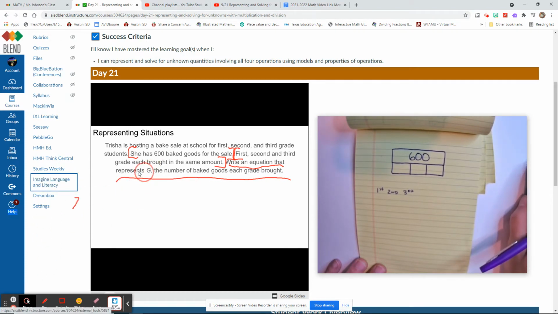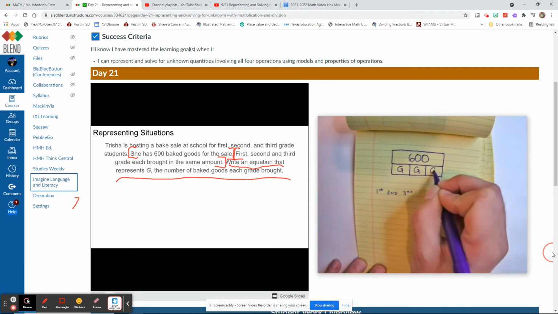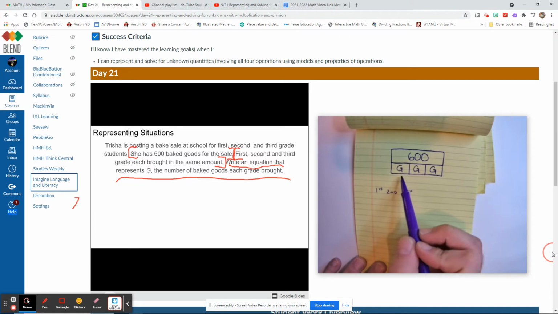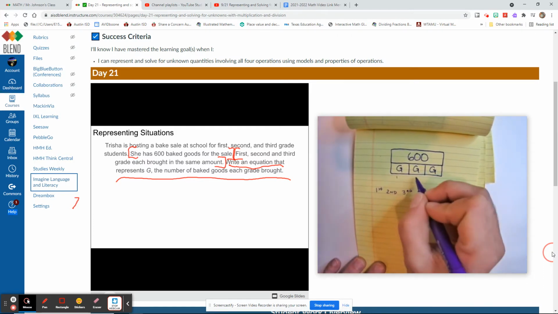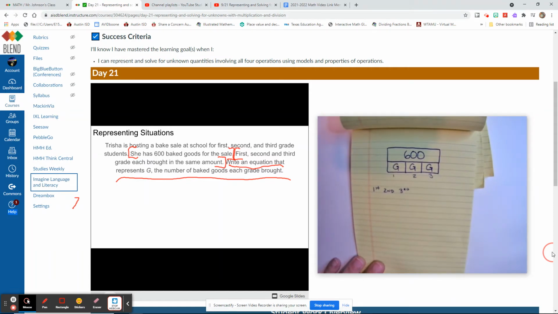Okay, so write an equation that represents G, the number of baked goods each grade brought. It says first, second, and third grade each brought in the same amount. So if they each brought in the same amount, then I think they each brought in G. Right? Write an equation that represents G, the number of baked goods each grade brought. So if they all brought in the same amount, first grade, second grade, and third grade, and it all totals 600, let's find out what the total that each grade brought was.